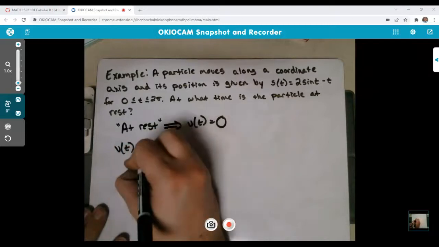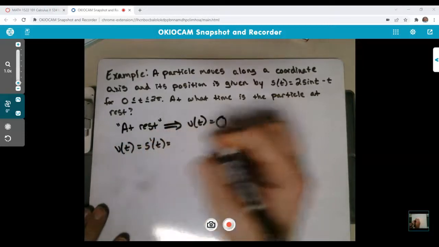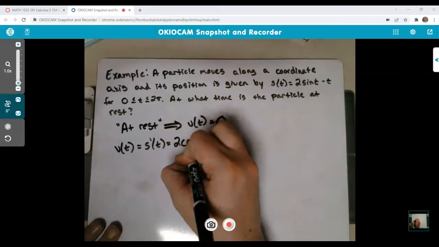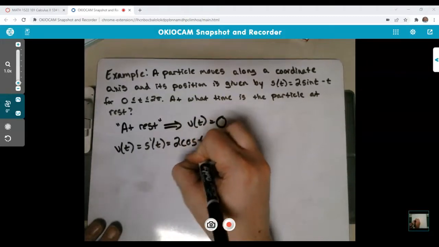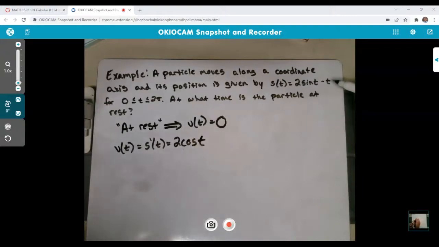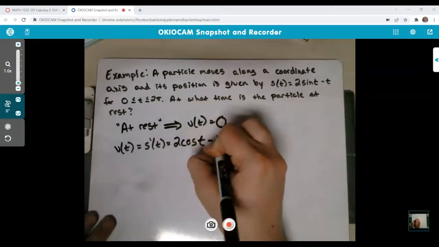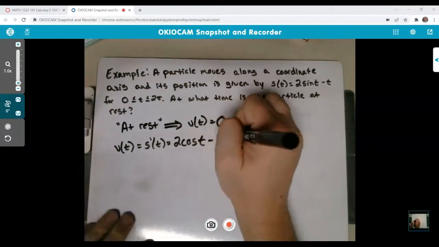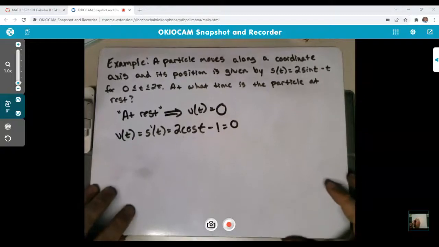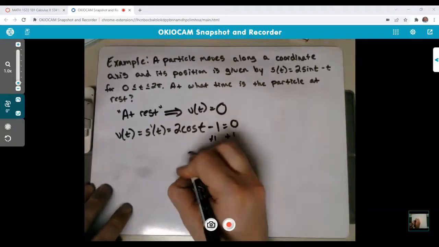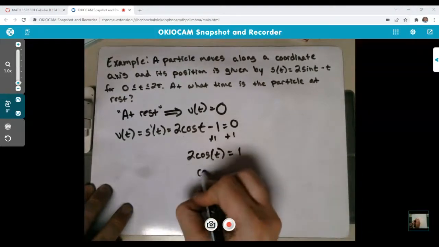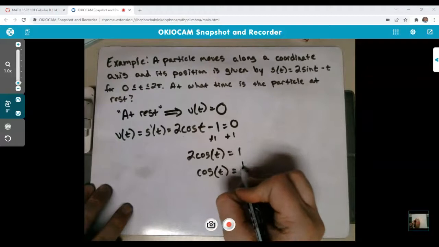So I first have to find what v of t is. Remember v of t we said was s prime. So find the derivative of this. The derivative of 2 sine would be 2 cosine because the derivative of sine is cosine. The derivative of negative t is negative 1. And so I need to set that equal to 0 and solve it for t. To solve this for t, just add 1 on both sides. 2 cosine of t is equal to 1. Divide by 2. Cosine of t is equal to 1/2.